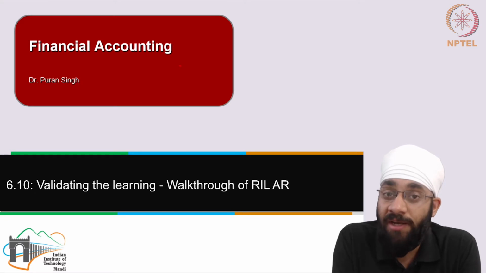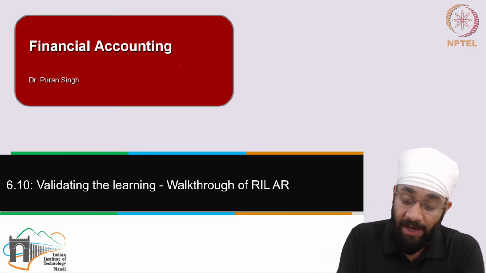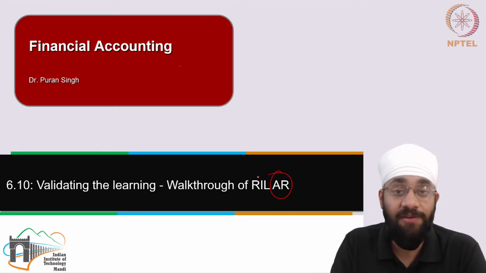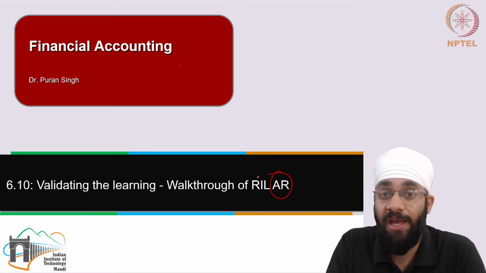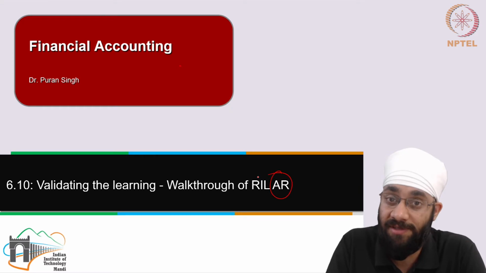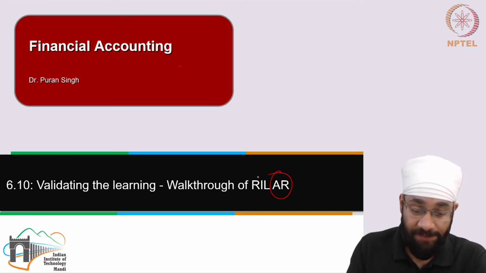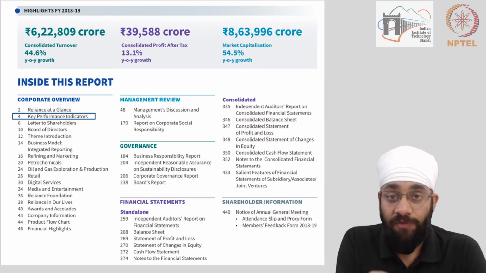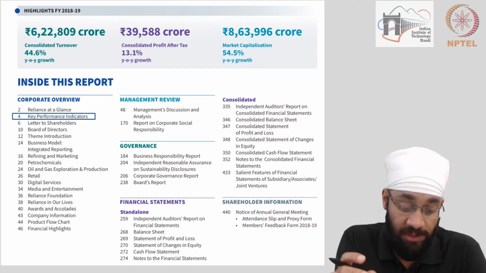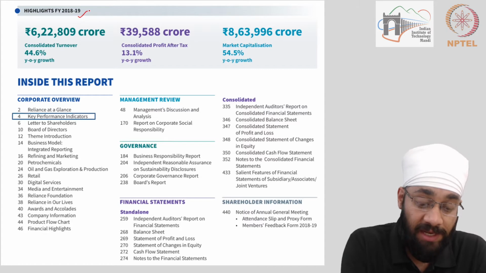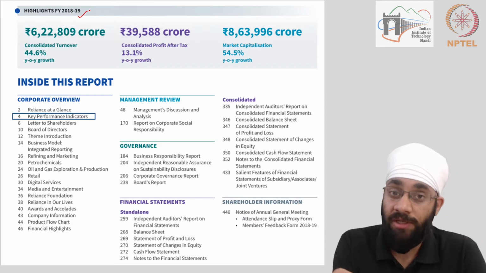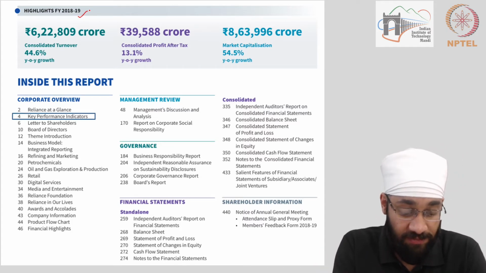In order to do that, we are going to look at the annual report of Reliance Industries Limited and see if they make use of any of the terms, any of the indicators that we have discussed. So let's get started. This is the table of content of the annual report of Reliance Industries Limited for the financial year 2018 and 19. We have been using this report in this course extensively.